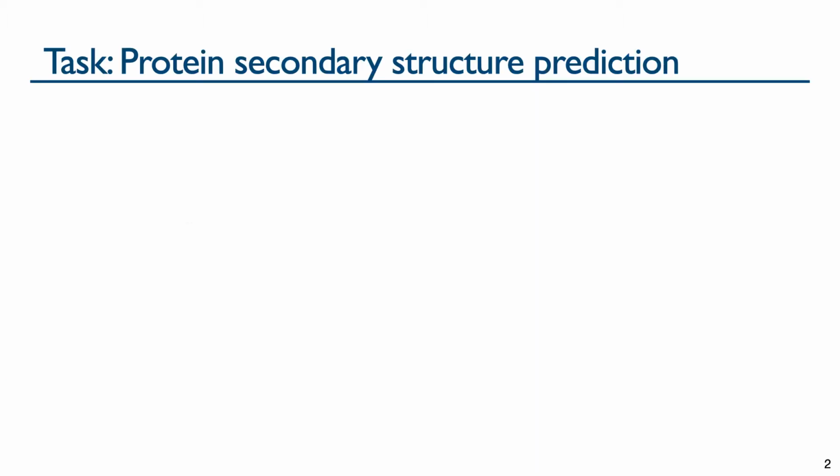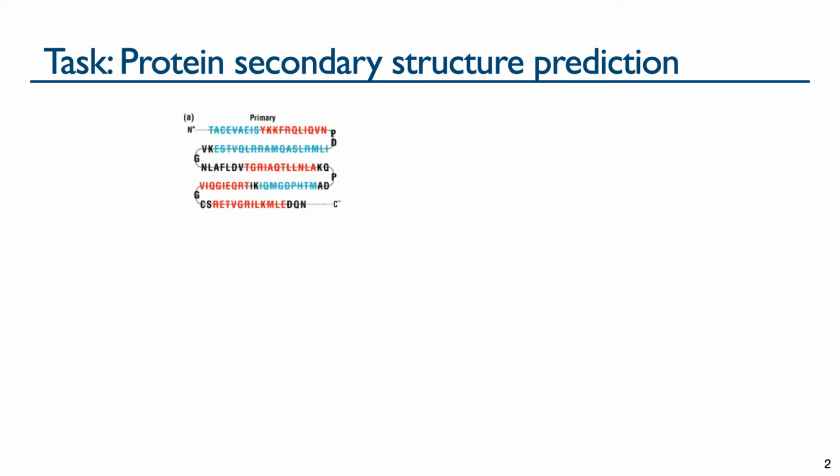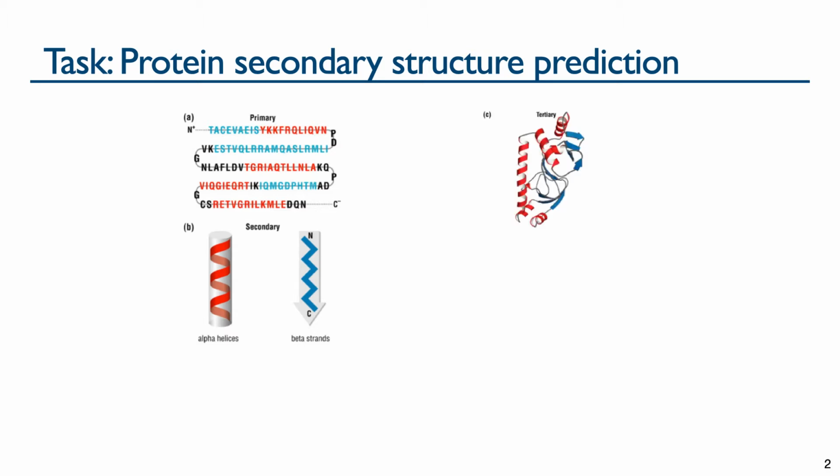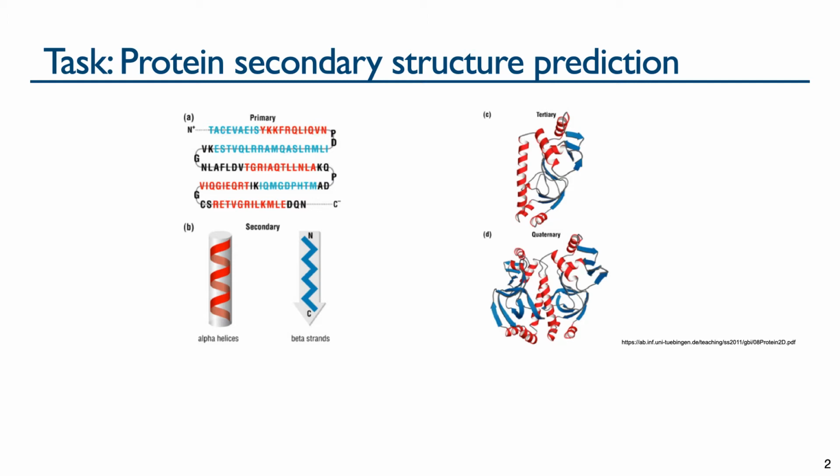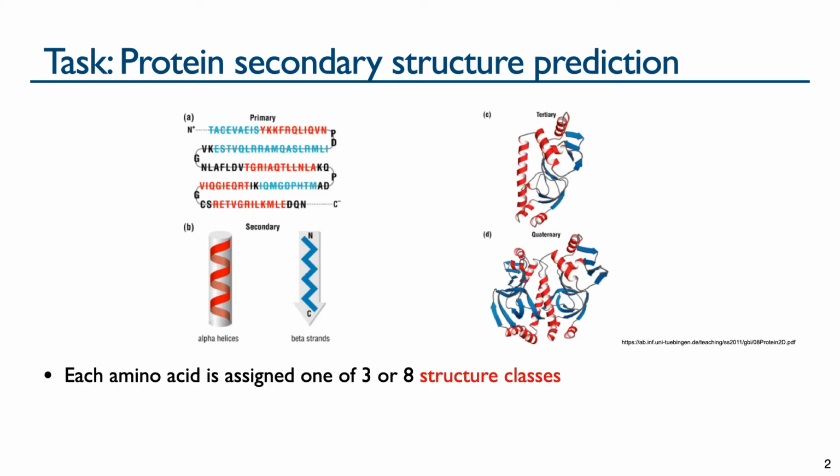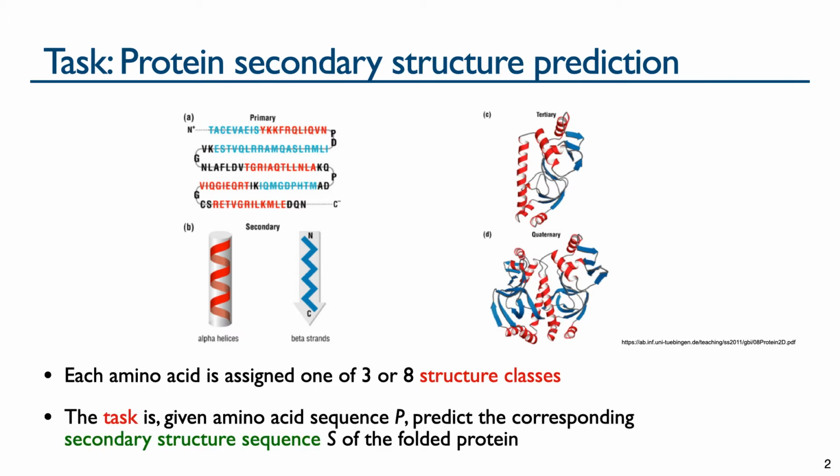Protein secondary structure prediction is a classic problem in bioinformatics. Proteins have four levels of structure: the primary amino acid sequence, the local and discrete secondary structure, the global tertiary structure, and the quaternary structure, or how protein modules interact. For secondary structure, given an amino acid sequence, each amino acid is assigned one of 3 or 8 secondary structure classes, depending on the model. The protein secondary structure prediction task is, given an amino acid sequence P, predict the corresponding secondary structure sequence S of the folded protein.